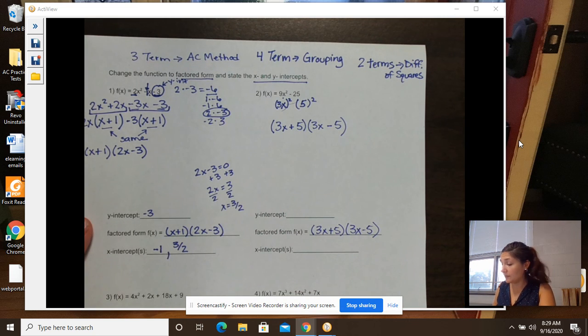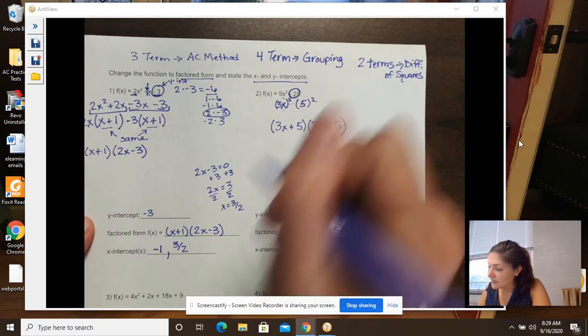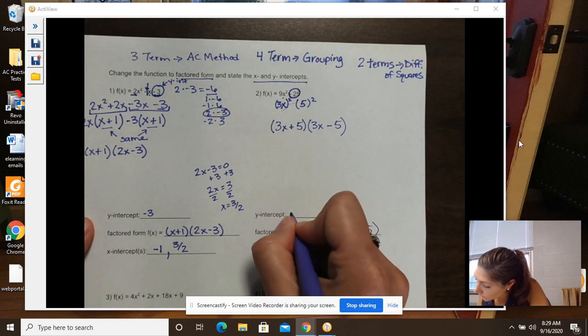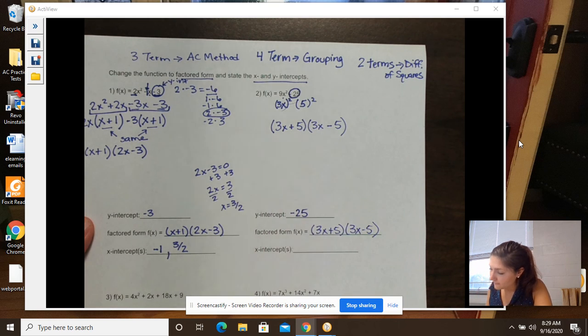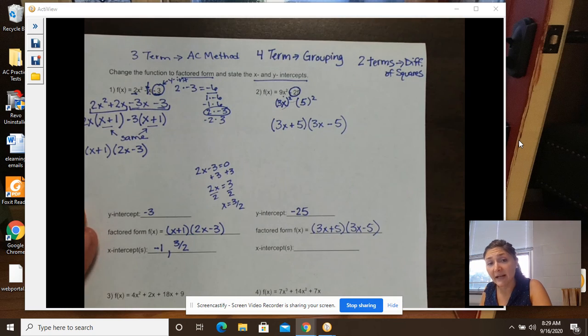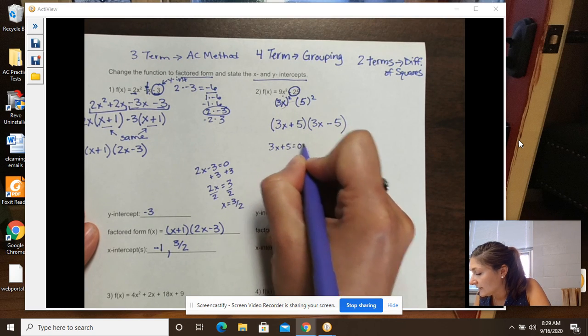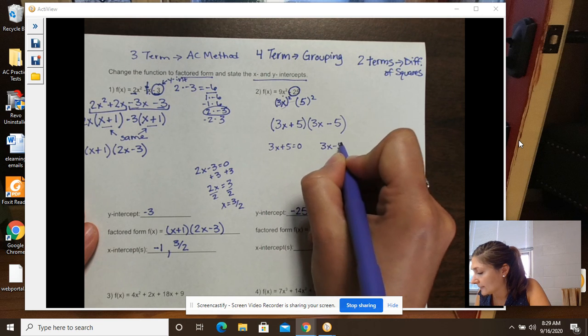Our y-intercept comes from the same place it did in that last problem. Since we have standard form, it's going to be that constant term at the end. So my y-intercept is negative 25. And then for our x-intercepts, since I've got numbers in front of my x's in these factors, I'm going to go ahead and set each of them equal to 0 so I can solve for x.